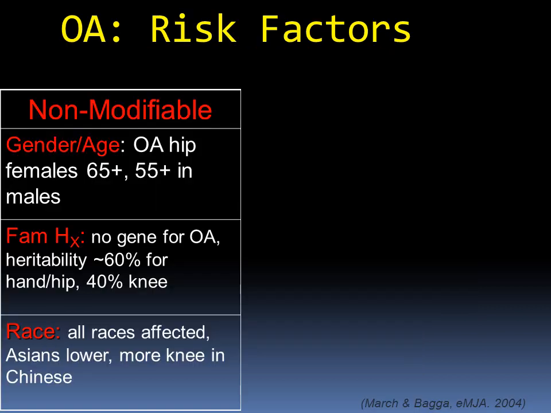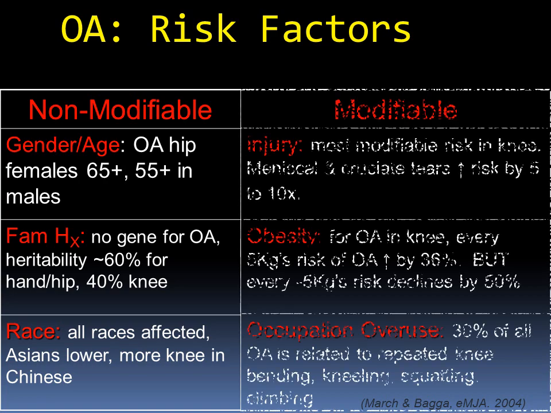So what are the risk factors? The non-modifiable ones are being female, 65 years plus, 55 years in male, a family history, so there is no gene for osteoarthritis. However, inheritability is about 60% for hands and hips and about 40% for knees. All races are affected. Asians tend to be lower. More knees in the Chinese, though, have been reported.